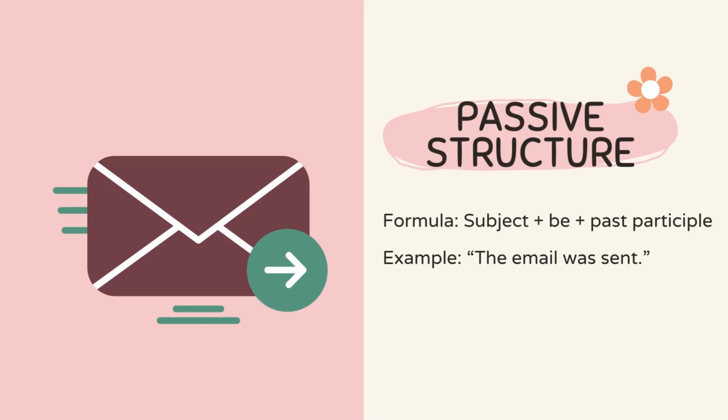So, passive voice often uses be plus past participle. For example, was sent, is made, were broken. This gives the passive voice structure. Okay?